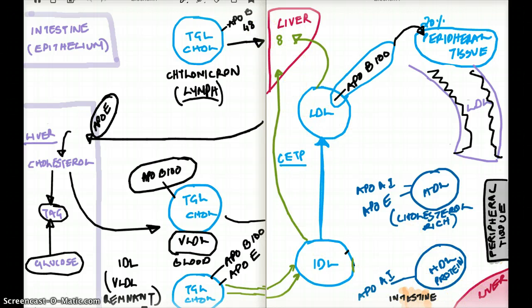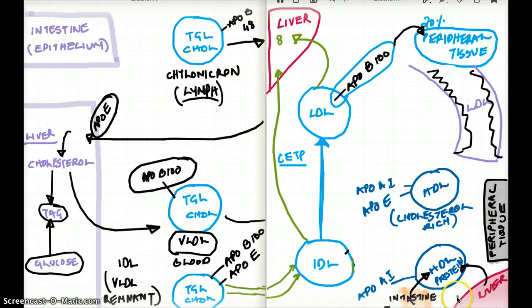So imagine that the liver is close to our HDL, and this is our intestine. This orange box right here is our intestine. So what happens is HDL can be made from the intestine. Okay, HDL can come from the intestine, or it can come from the liver. And HDL is our good lipoprotein. It is protein rich, okay?